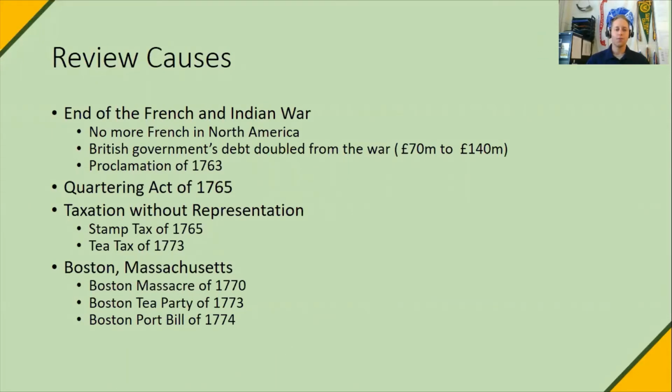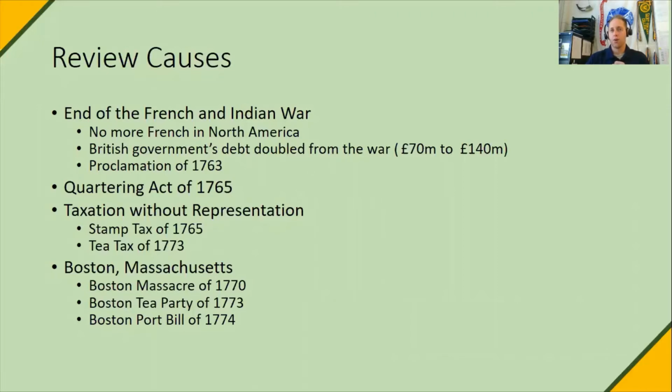So to review some of the causes for the American Revolution, these are some of the big things that I need you guys to be familiar with moving forward. First one is the end of the French and Indian War. The three main things coming out of that war that we need to be aware of. One, no more French in North America.